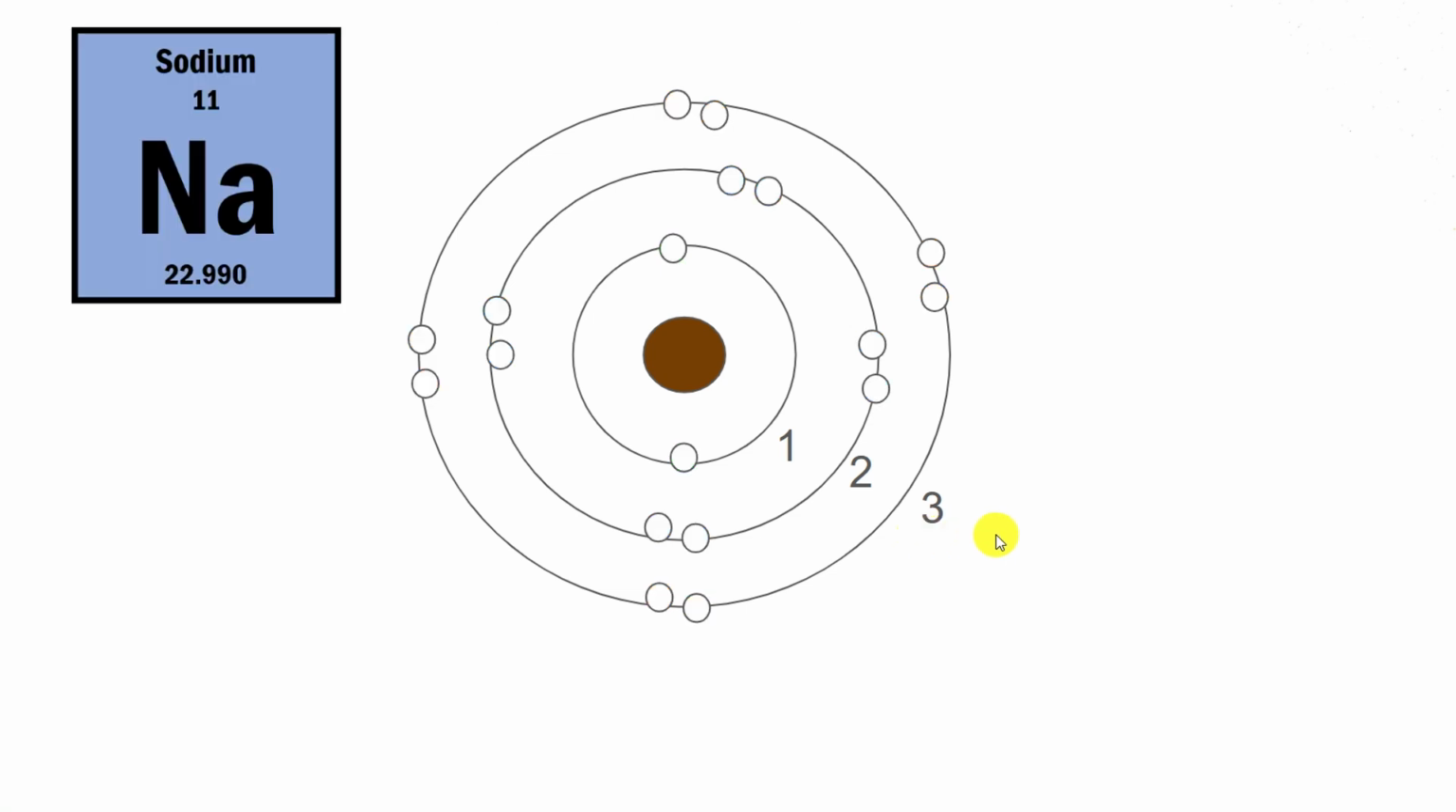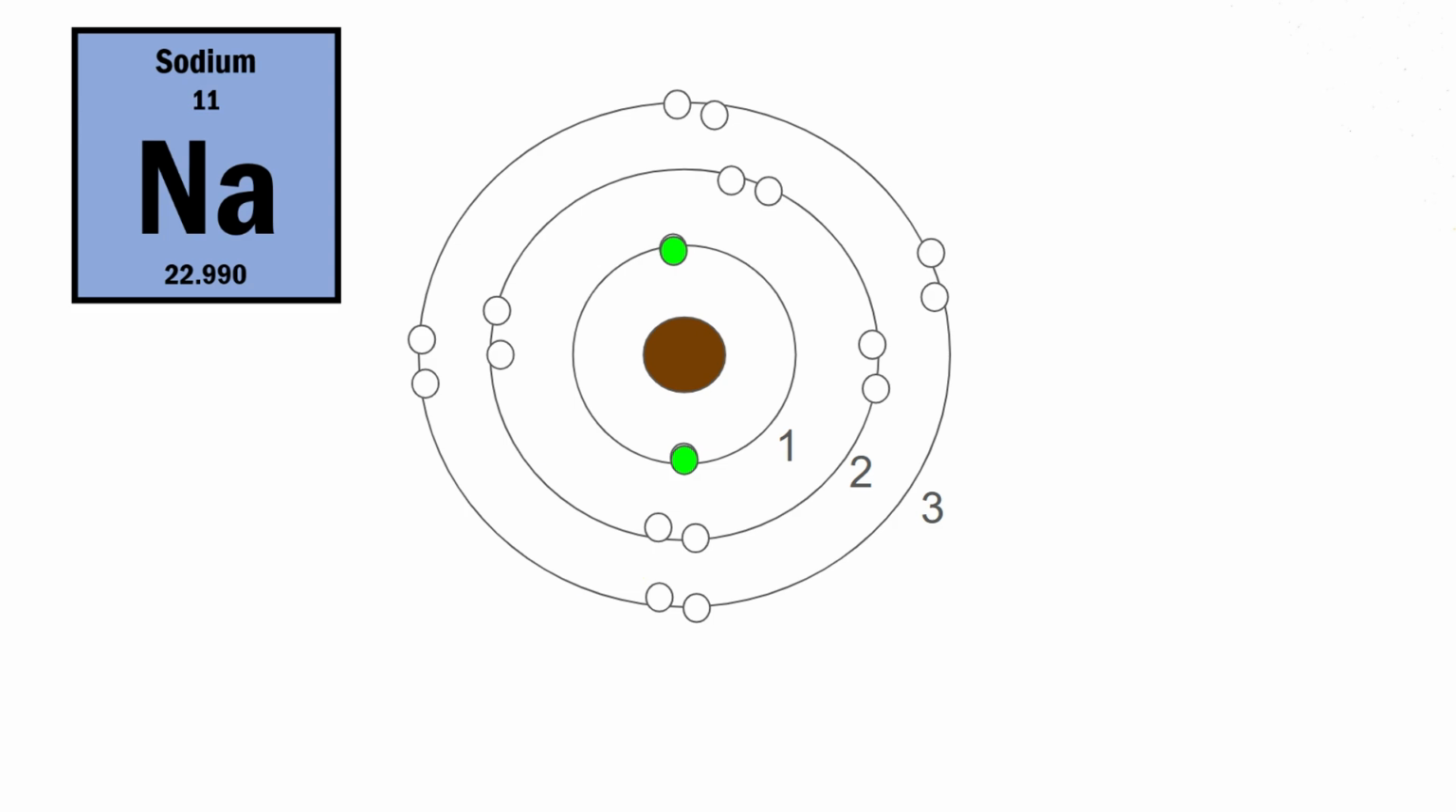For example, here is sodium, which has atomic number 11, which means sodium has 11 protons, and at the same time, sodium has 11 electrons. Now I need to arrange these 11 electrons according to our rule. Our rule is first shell can have 2 electrons maximum, second shell 8, and third shell 8. I need to put these electrons of sodium into the shells.